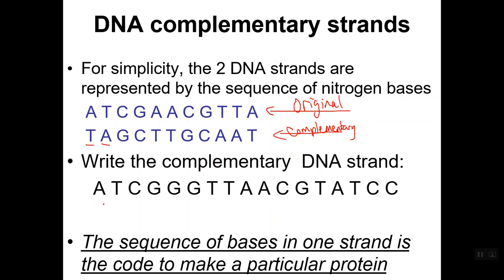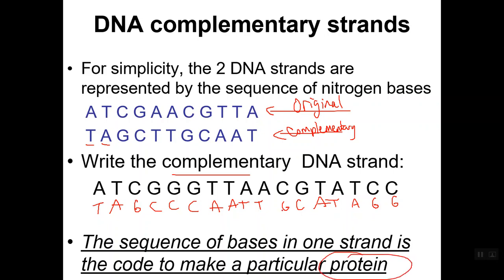The complementary strand would be T, A, G, C, C, C, A, T, T, G, C, A, T, A, G, G. Notice that they are complementary to each other. Right. And this sequence is important because ultimately it's going to be in charge of making proteins, which we'll get to later in the unit.